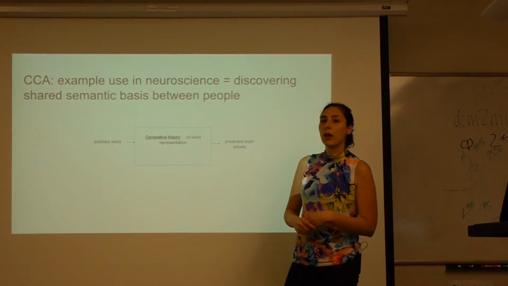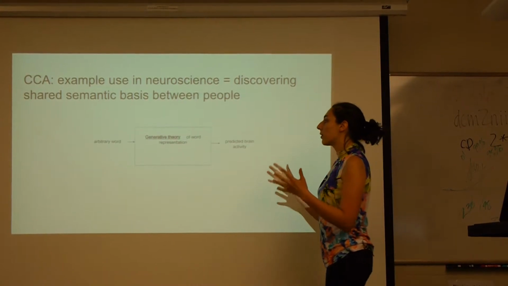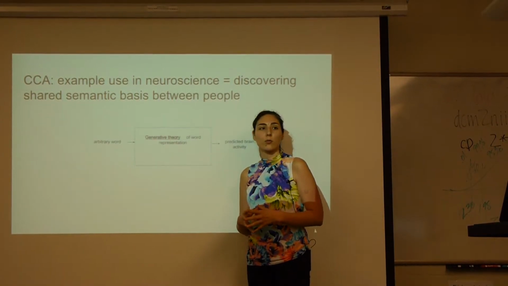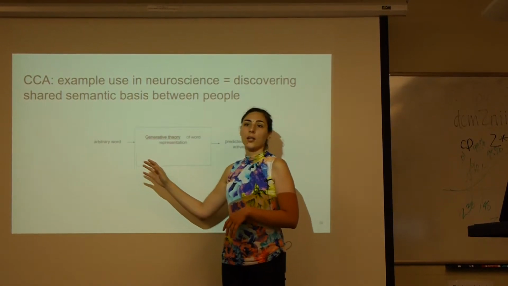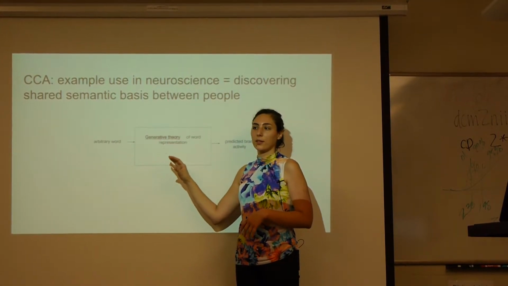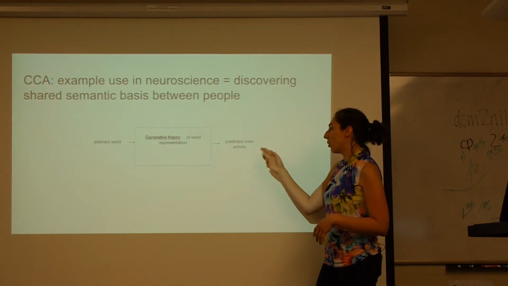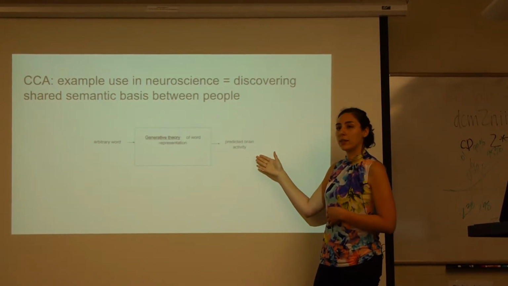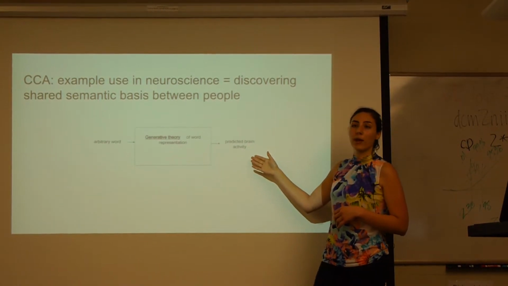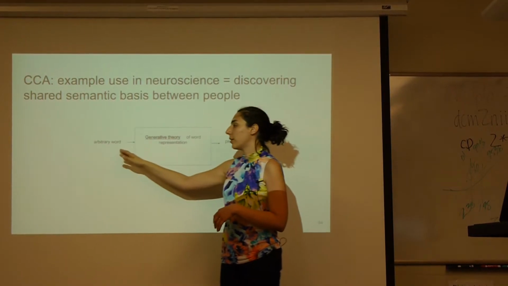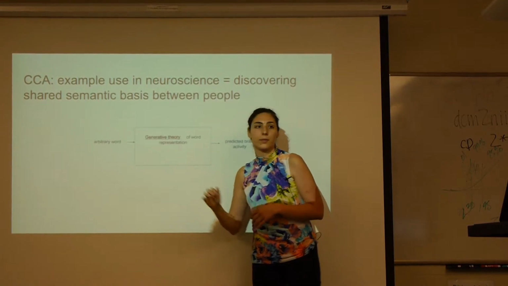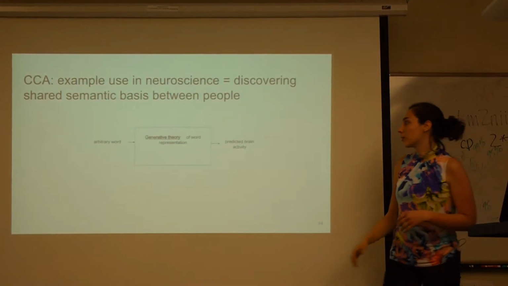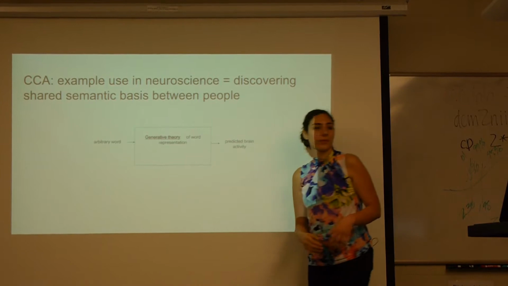We can try to find a generative theory of how words are represented in the brain. So we can start with an arbitrary word. Here we have some black box theory. And then we want to predict the brain activity. Let's say we predict fMRI activity from this arbitrary word, given our theory, right? So what we want is to generate this theory.